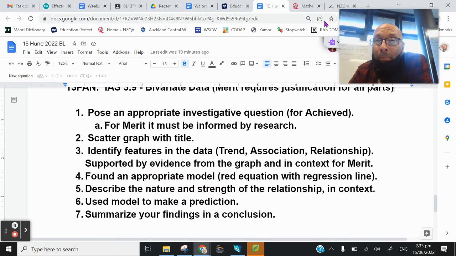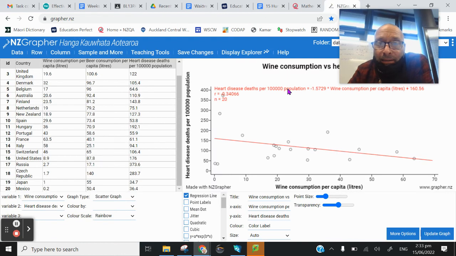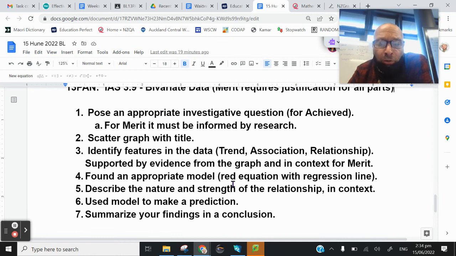Found an appropriate model. That appropriate model is going to come right up here. The heart disease deaths equals negative 1.5729 times the wine consumption. That little asterisk means multiply, plus 160. So that is your appropriate model you're going to use.